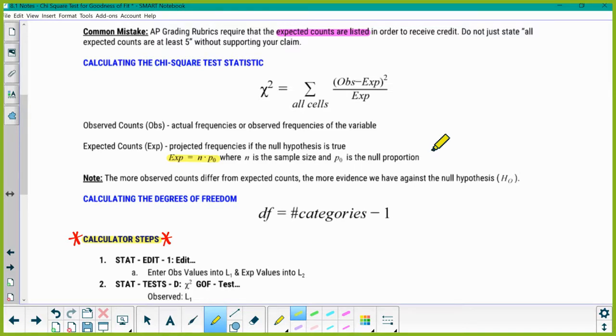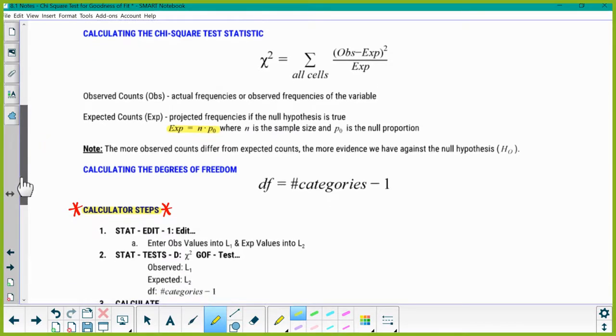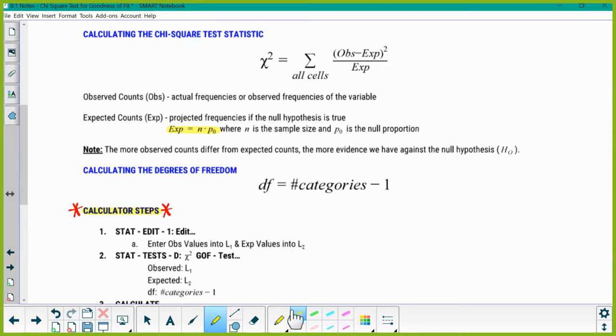One other thing before we get to the actual calculator steps: degrees of freedom for the chi-square goodness of fit test. You're going to take the number of categories and subtract 1. This is very, very important because your calculator is going to ask you how many degrees of freedom you have. This is a big key idea, and it's one of the big things that differs from test to test, how the degrees of freedom is calculated. So make sure you know that for goodness of fit tests, we take our number of categories and subtract 1 from them.